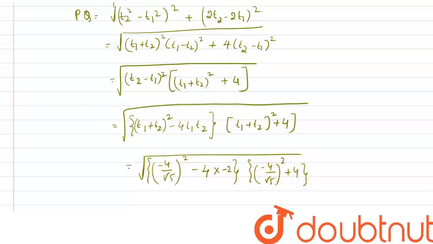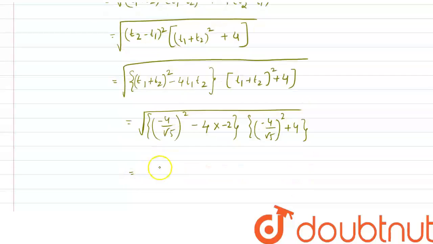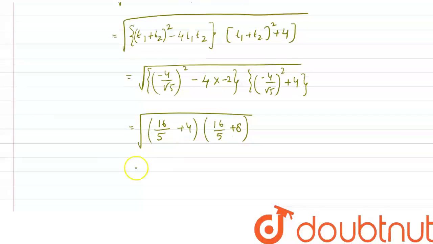Now let us do this product and simplify our terms. We get minus 4 into minus 4 is nothing but 16, so 16 by 5 plus 4, into 16 by 5 plus 4 again. Here the constant term is 8, yes or no? That means here plus 8, and this whole thing is under square root. That means what do we get here? 20 plus 16, which is 36 by 5, into 40 plus 16, yes or no? 56 by 5, whole in square root.